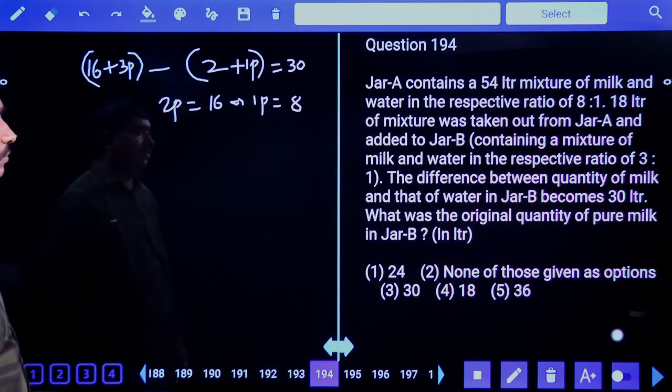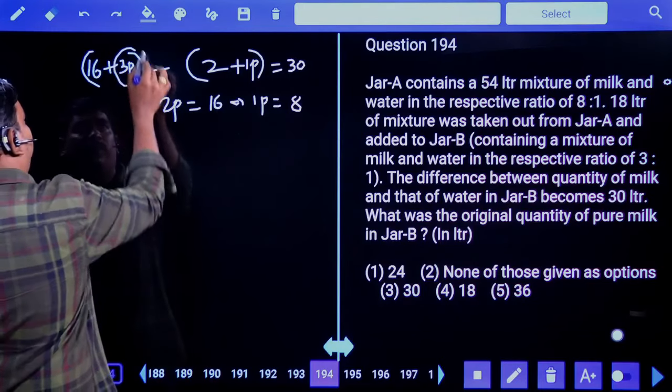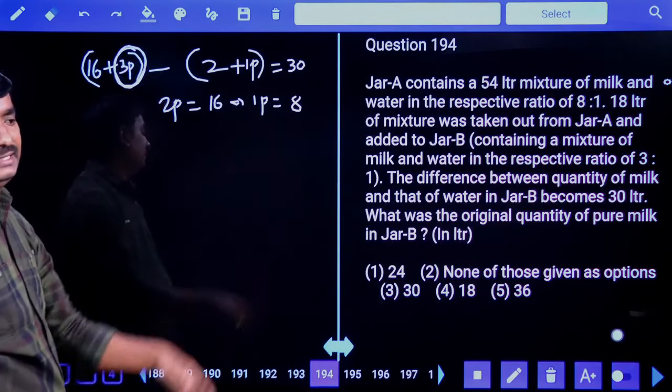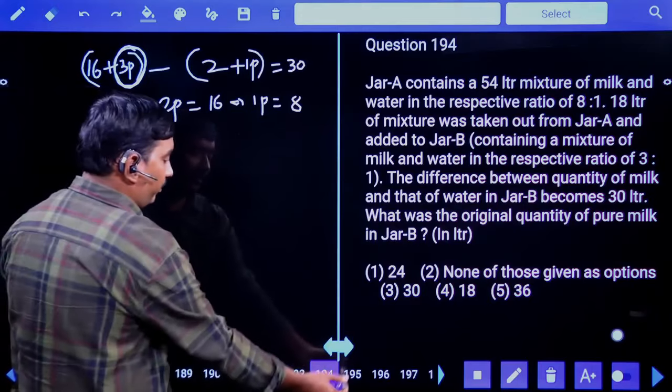What was the original quantity of pure milk? Original quantity of pure milk means 3 parts. 3 8s are 24 liters.